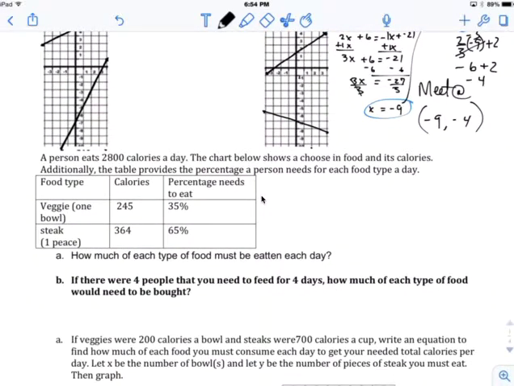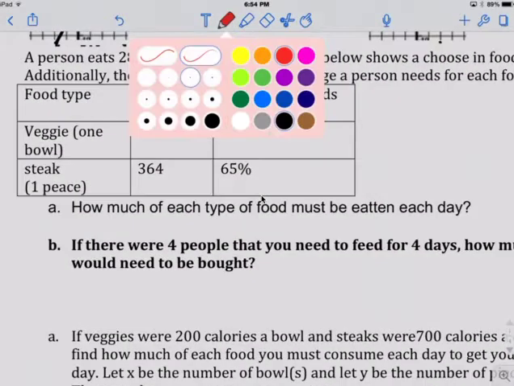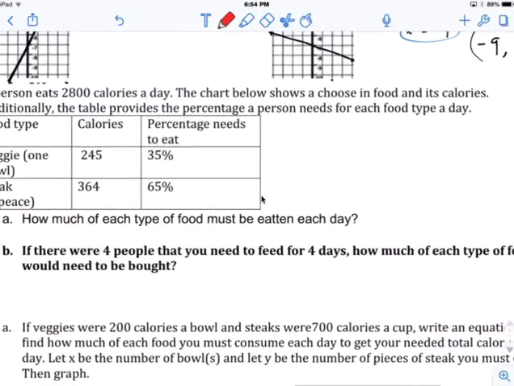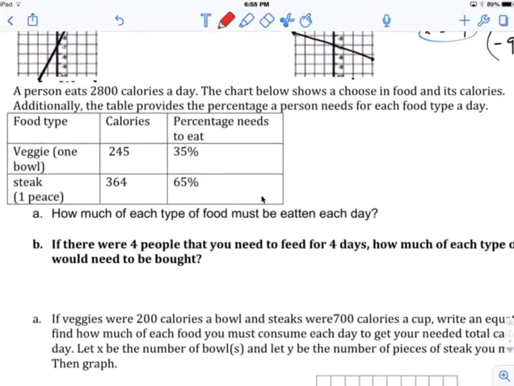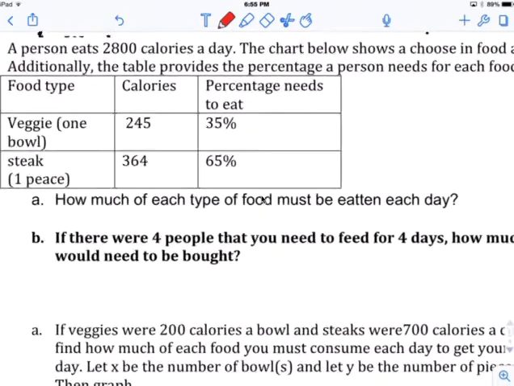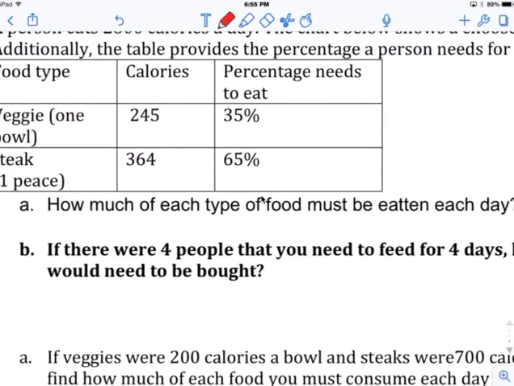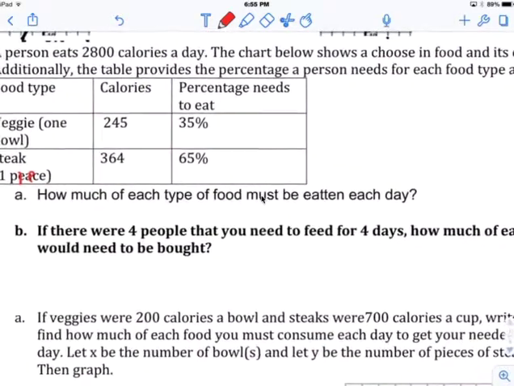Okay, for this one, we'll be on your next test, quiz and test. So be ready for it. A person eats 2800 calories a day. The chart below shows a choice in food and its calories. Additionally, the table provides the percentage a person needs for each food type a day. Okay, veggie, 1 bowl is 245 calories. That's 35% of your meal you need to eat. Steak, 1 piece, sorry, keep spelling piece wrong. It's that many calories, 65% of your meal. And that's what people eat.